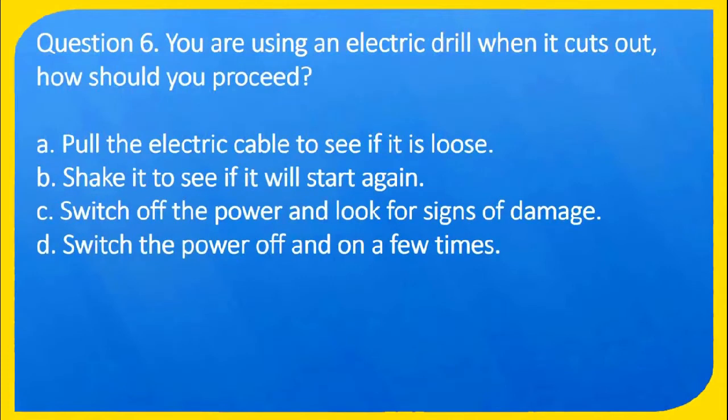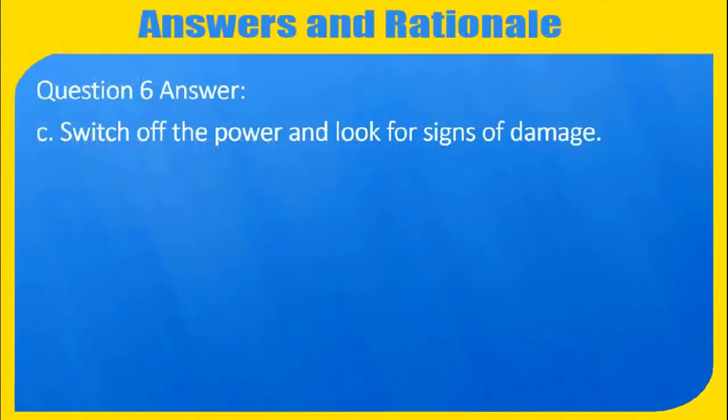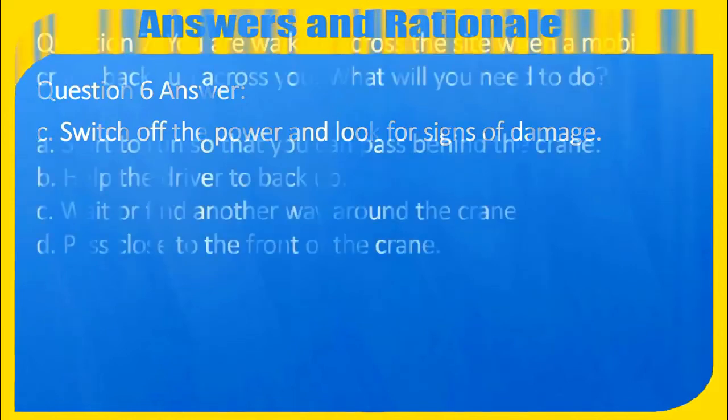Question 6. You are using an electric drill when it cuts out. How should you proceed? A. Pull the electric cable to see if it is loose. B. Shake it to see if it will start again. C. Switch off the power and look for signs of damage. D. Switch the power off and on a few times. Question 6. Answer C. Switch off the power and look for signs of damage.